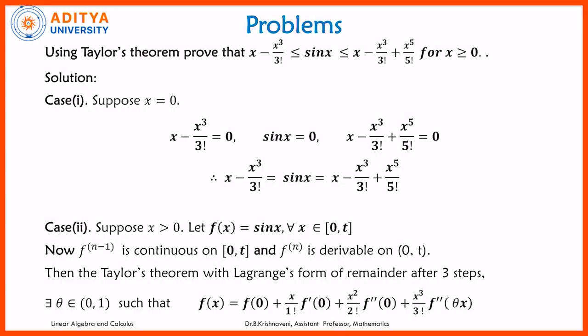And the next question is, using Taylor's theorem we have to show this inequality: x minus x cube by 3 factorial is less than or equal to sin x, which is less than or equal to x minus x cube by 3 factorial plus x power 5 by 5 factorial, for x greater than or equal to 0. So the first case, suppose x is equal to 0. Then x minus x cube by 3 factorial becomes 0, sin x becomes 0, and this part also becomes 0. So hence all three are equal for x is equal to 0.